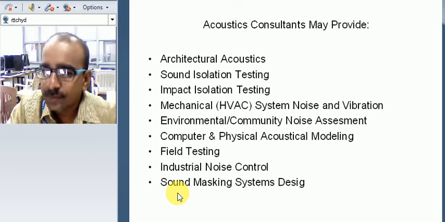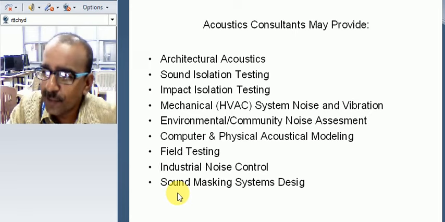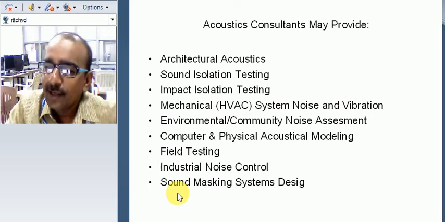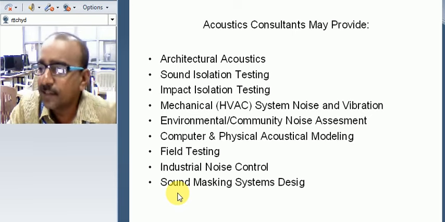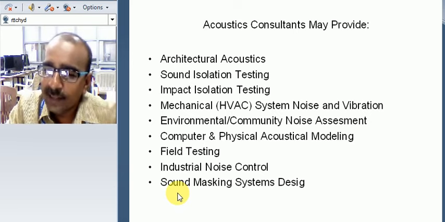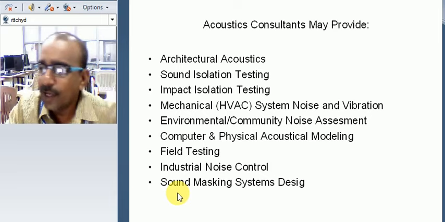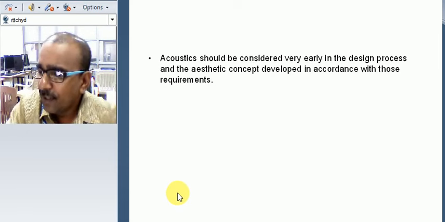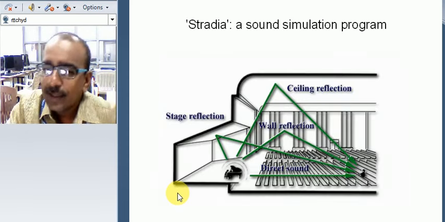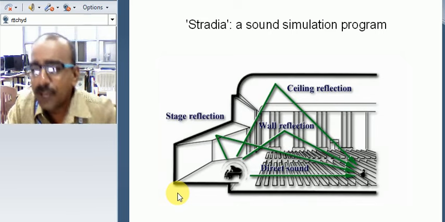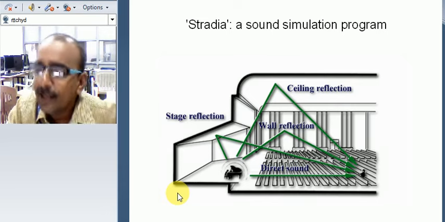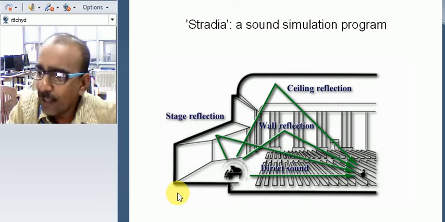The acoustics which are to be taken into account while building these types of structures are: architectural acoustics, sound isolation and testing, impact isolation, HVAC (heating, ventilation, air conditioning systems), and environmental amenity or noise assessment. These are the different fields presented on this slide where the properties of acoustics are utilized. The different figures identified here are one example where acoustic studies or sound simulation are done while taking into account the different acoustic phenomena.